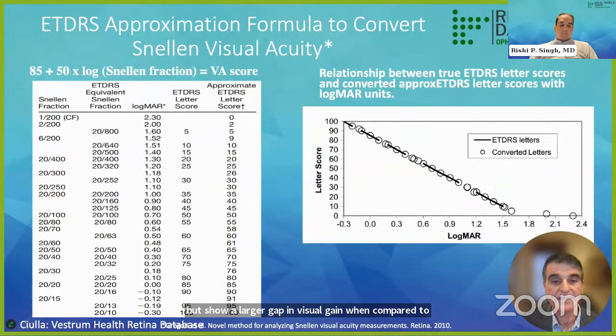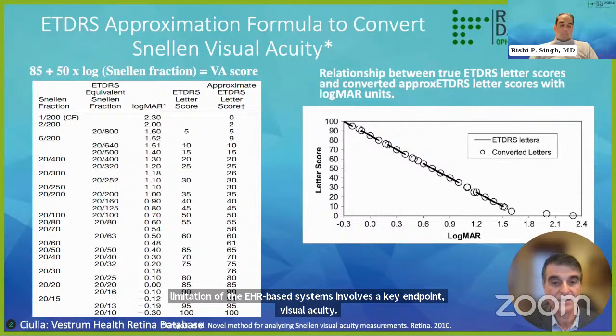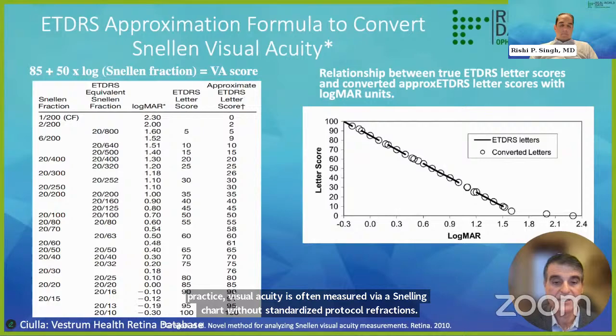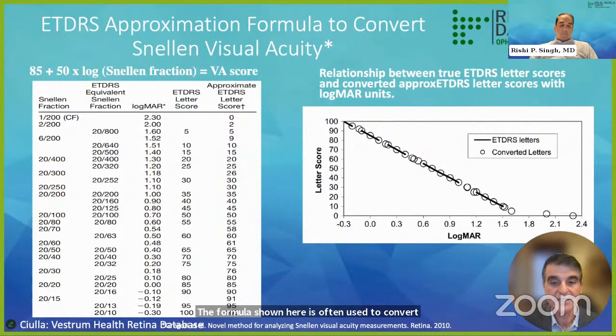A limitation of the EHR-based systems involves a key endpoint, visual acuity. In practice, visual acuity is often measured via a Snellen chart without standardized protocol refractions. The formula shown here is often used to convert Snellen visual acuity into an ETDRS approximation, but this obviously cannot compare to a standardized ETDRS protocol refraction.